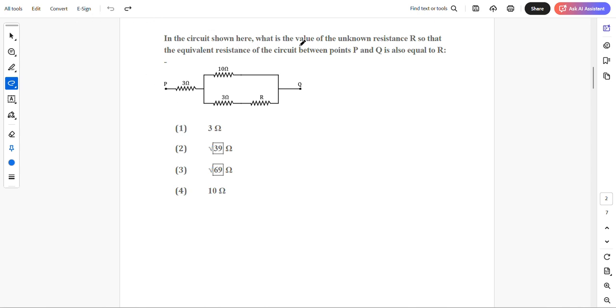In the circuit shown here, what is the value of the unknown resistance R? Okay, so that the equivalent resistance of the circuit between points P and Q is equal to R. That is, this 3 ohm, 10 ohm is in parallel with this combination 3 plus R ohm. Okay, now the whole combination is in series again. That is, resistance between P and Q is equal to R, they have given.